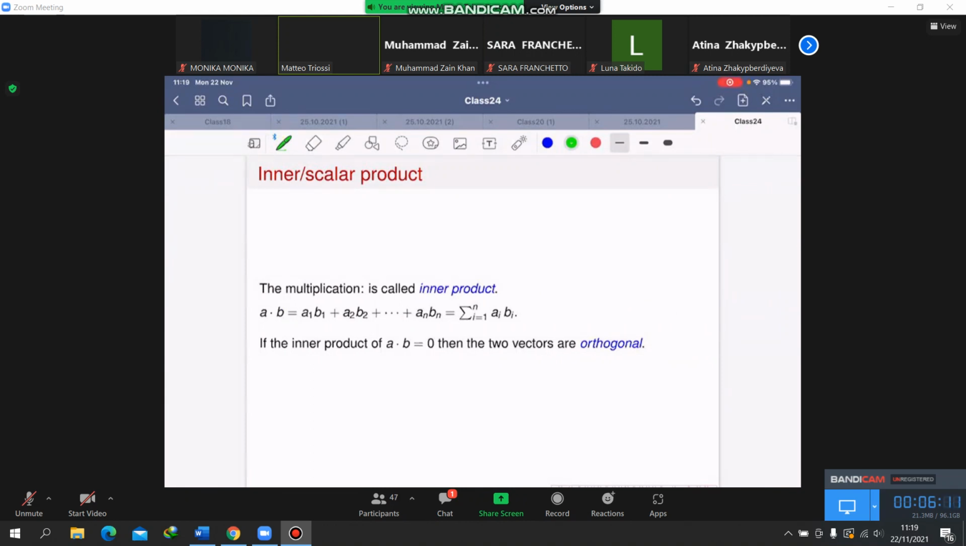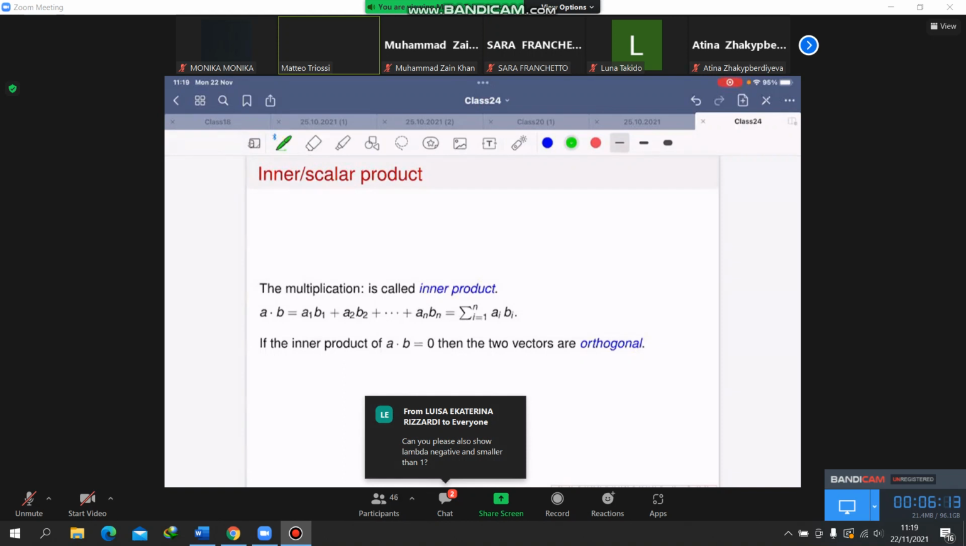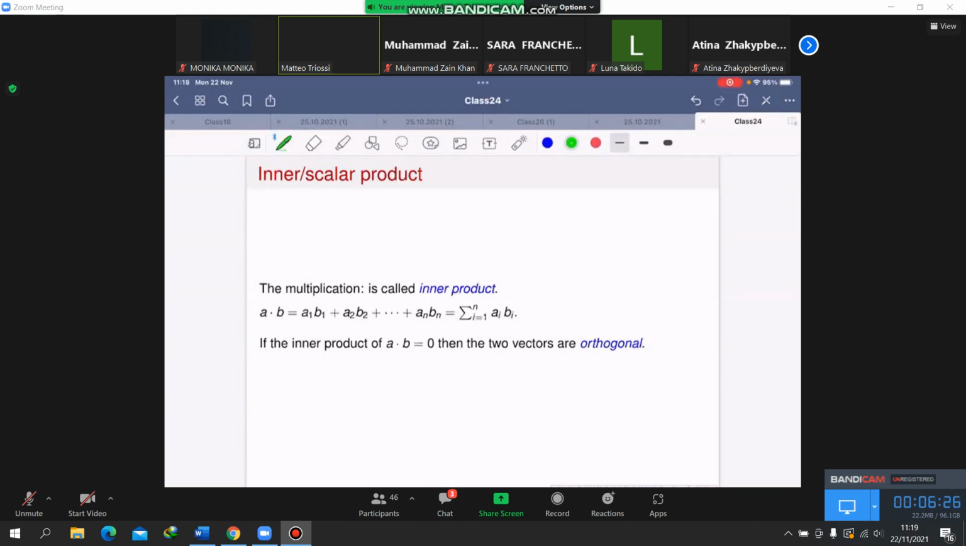But there is another operation that will be extremely important in what follows, the inner product or scalar product of two vectors. The product of multiplication by a scalar defines a vector. The inner or scalar product instead is an operation between two vectors.